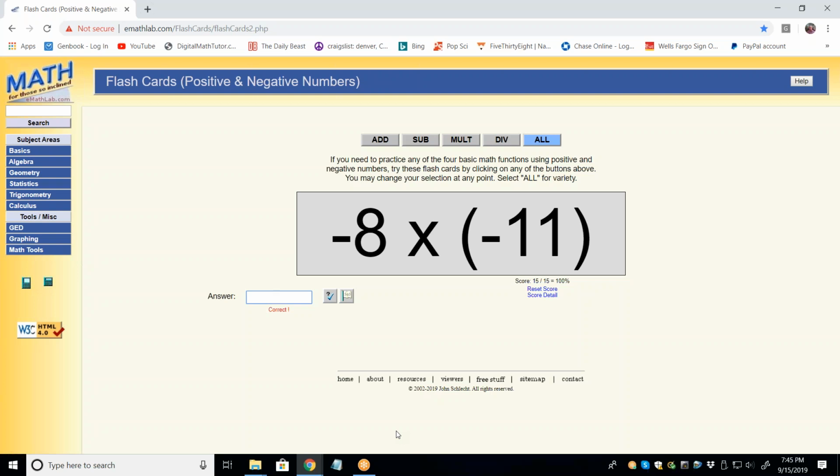These are going to come at you in all kinds of order. It might be multiplication, might be addition, might be division, whatever. When it's multiplication or division, I want you to give me the sign first every time, even if it's a plus. Positive 88. Good.